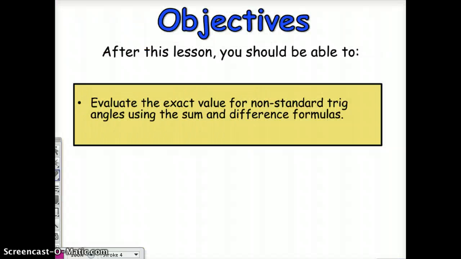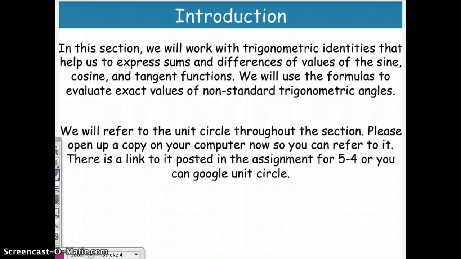By the end of this lesson you should be able to evaluate the exact value for non-standard trig angles using the sum and difference formulas that we're learning today. So in this section, we will be working with trig identities that help us express sum and differences of values of sine, cosine, and tangent. We'll use these formulas to evaluate the exact values of non-standard trig angles.